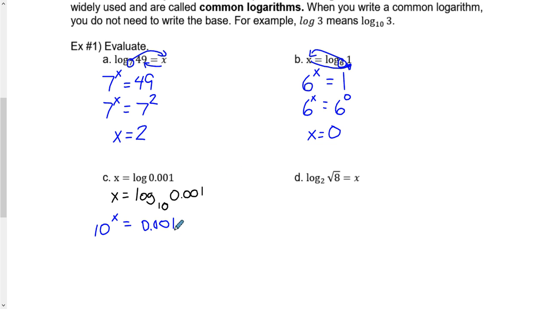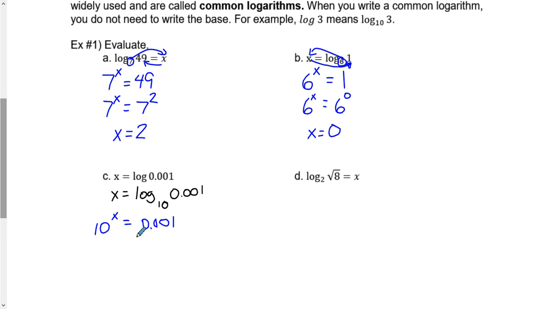Now we have to say 10 to the power of what gives us 0.001. Well, we know that 10 to the power of 1 gives us 10, 10 to the power of 2 gives us 100. So how do we get a small number? Well, it's the idea of getting down to very small numbers. And this one makes a lot of sense in this context, because this is tenths, hundredths, thousandths. So this is 1,000th.